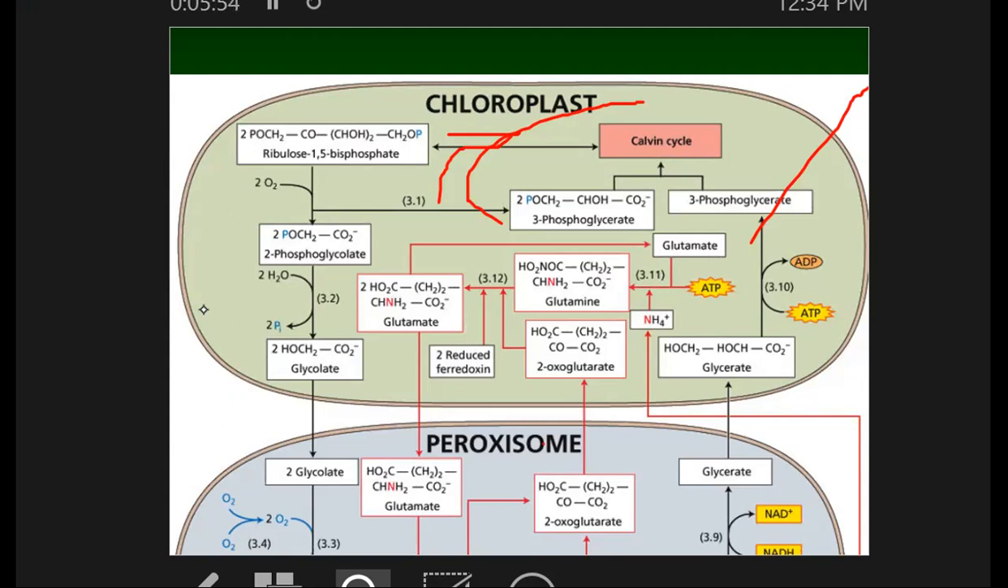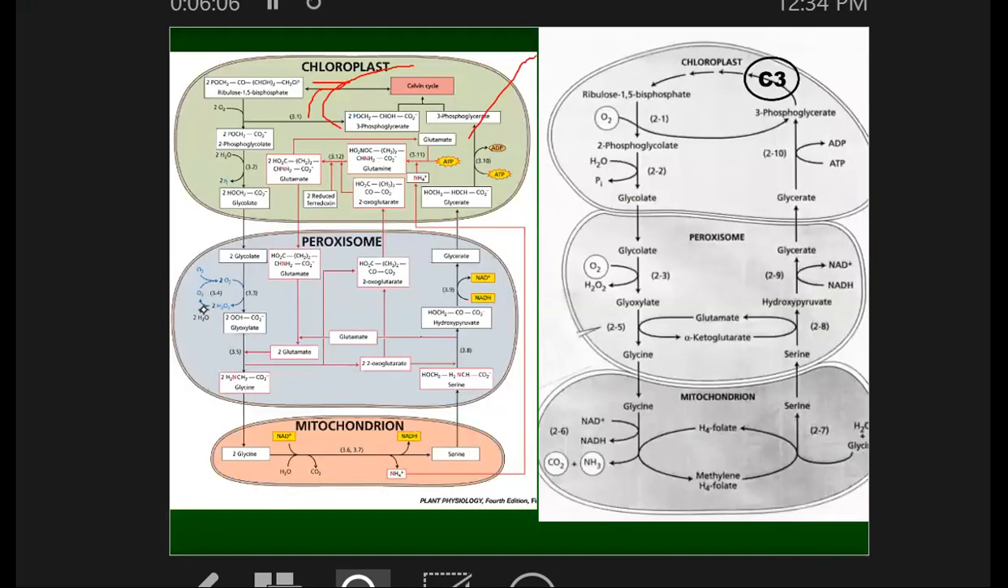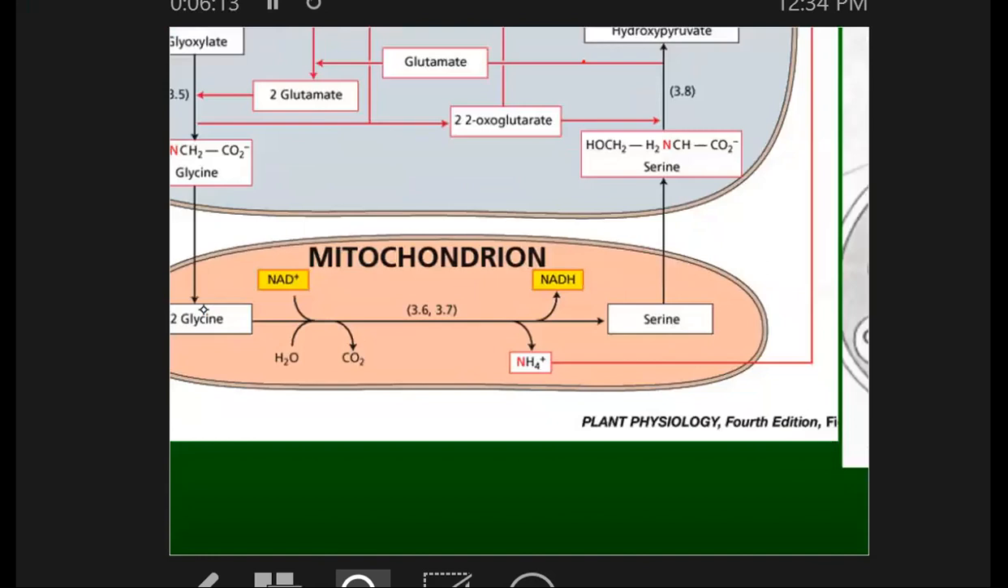So complicated because there's 3 organelles to deal with. These molecules have to get out of one organelle, find the other, get into it, and then start working the reactions in the next organelle like that. So the chloroplast, peroxisome, and mitochondria. And it's in the mitochondria that we have issues here.